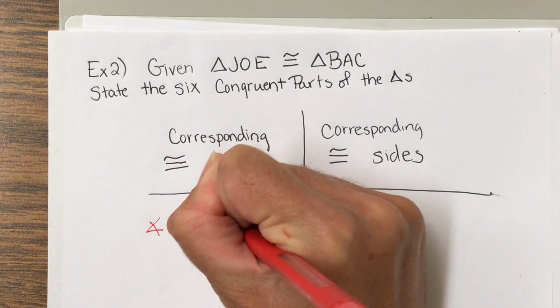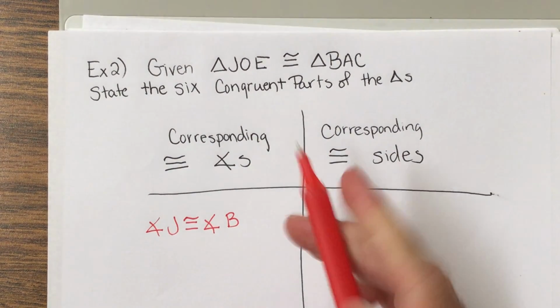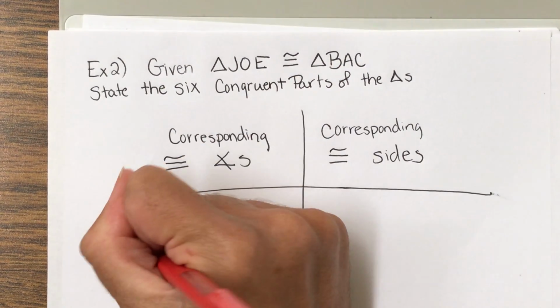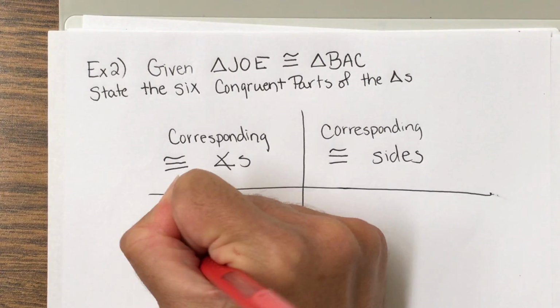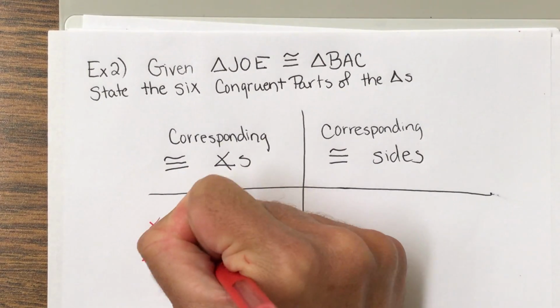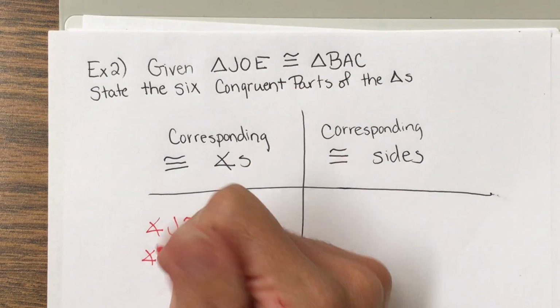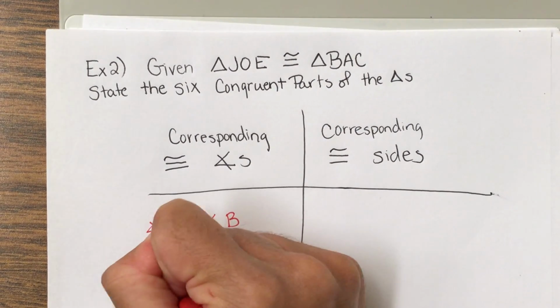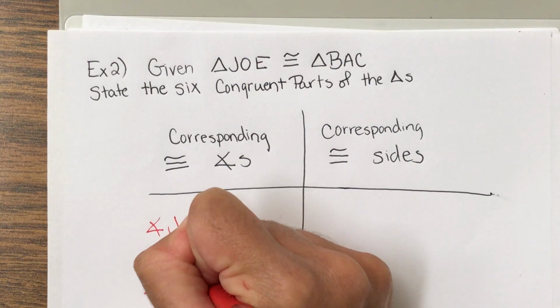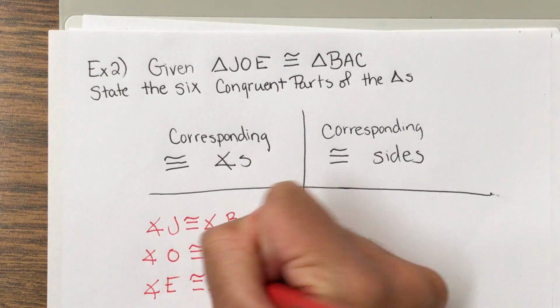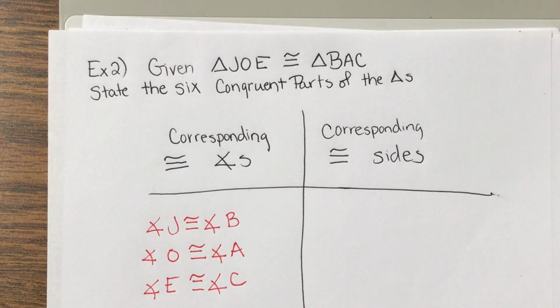They are corresponding, they match together. Angle O is congruent to angle A. And then last, angle E is congruent to angle C. And that is going to be the only way you can really write this and lay it out. So now let's talk about our corresponding sides.